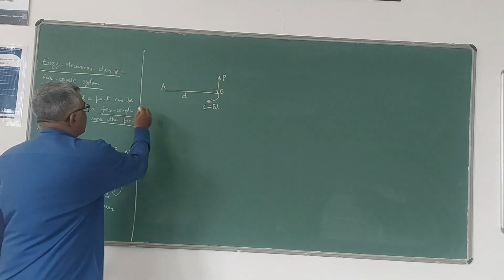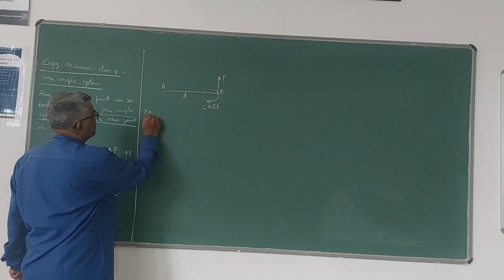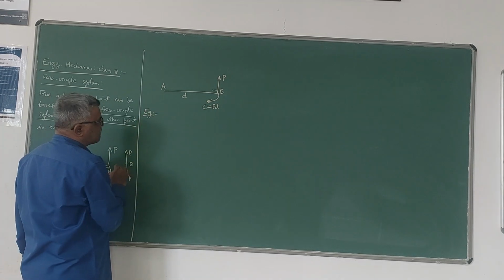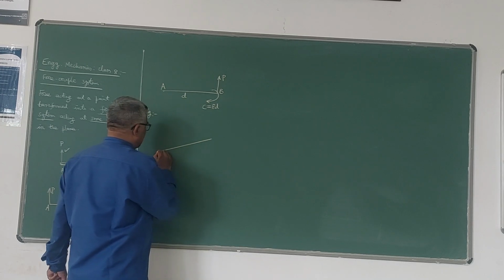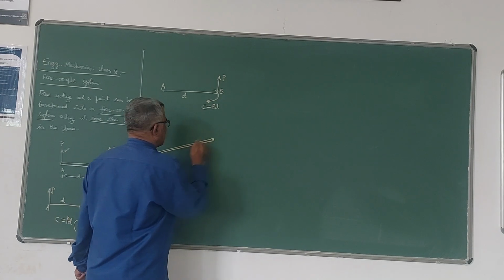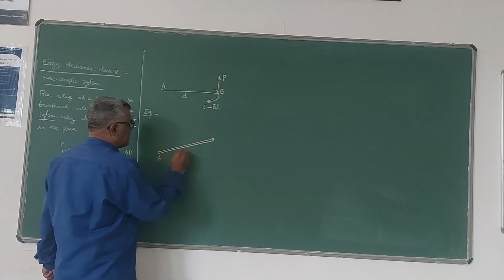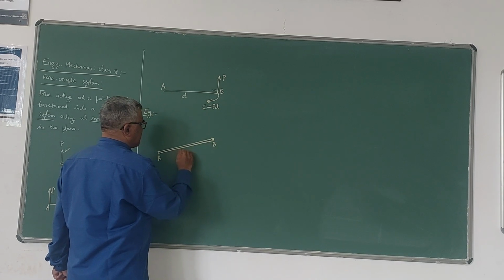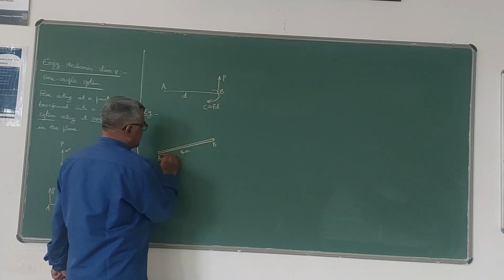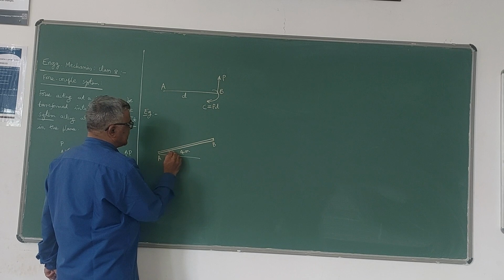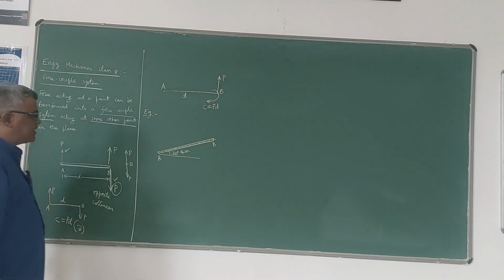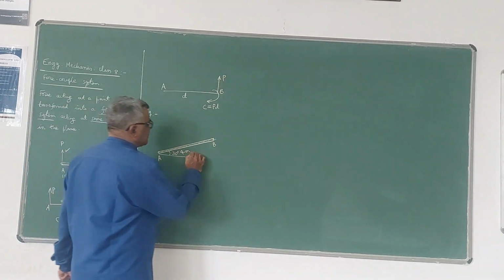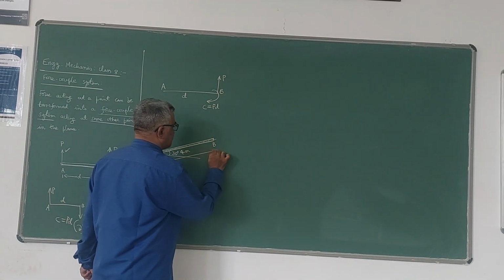Now I will take an example for this, a numerical example. Of course, I will take an inclined rod. AB is an inclined rod. Length of this rod may be 4 meters, and the angle is 30 degrees, let us say. It's an inclined rod, angle is 30 degrees, length is 4 meters.